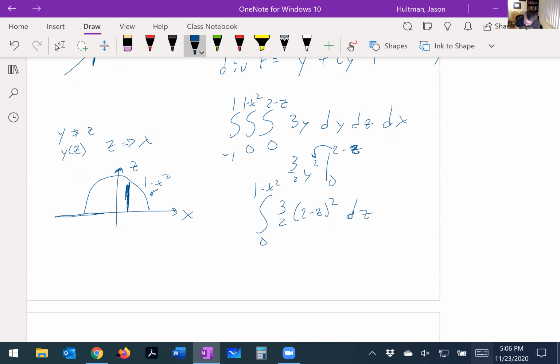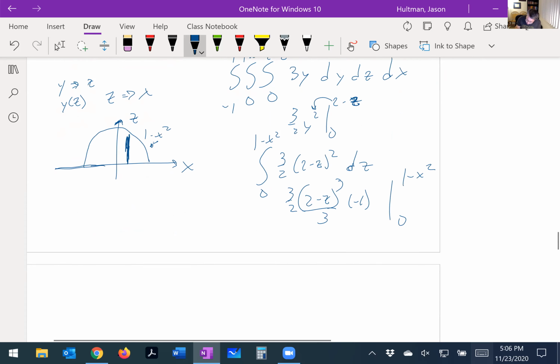And so this is going to be 3 halves, 2 minus z to the third over 3, times negative 1, right? Because if I did a u-sub, I'd get a negative 1 there. Evaluate it from 0 to 1 minus x squared. The 3's cancel, so I'm left with negative 1/2.